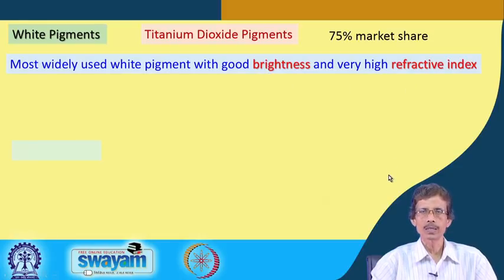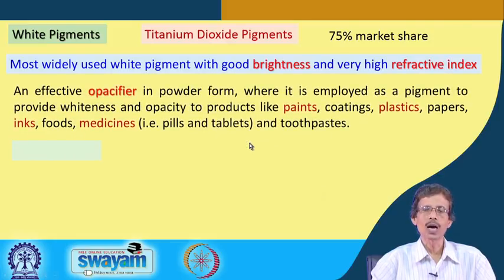Just now we have considered in comparing the filler with your pigment that the refractive index values are very much useful. It is also an effective opacifier, that is, opacity is also high in powder form, and it is employed as a pigment and provides whiteness and opacity to paints, coatings, plastics, then paper also, the white papers, foods and medicines, for the different types of pills and tablets at a particular concentration which should not be harmful for your health, and the different toothpastes which are white in color.